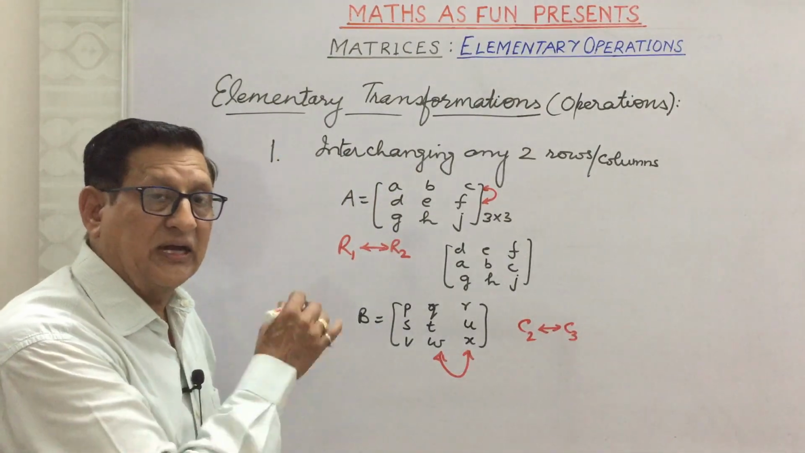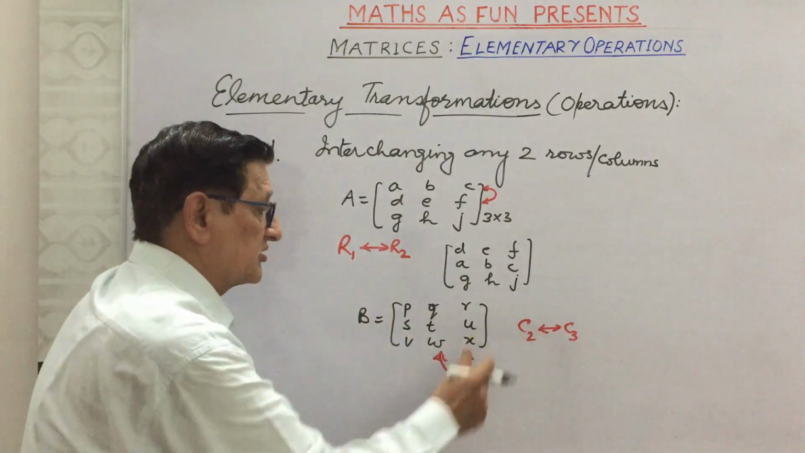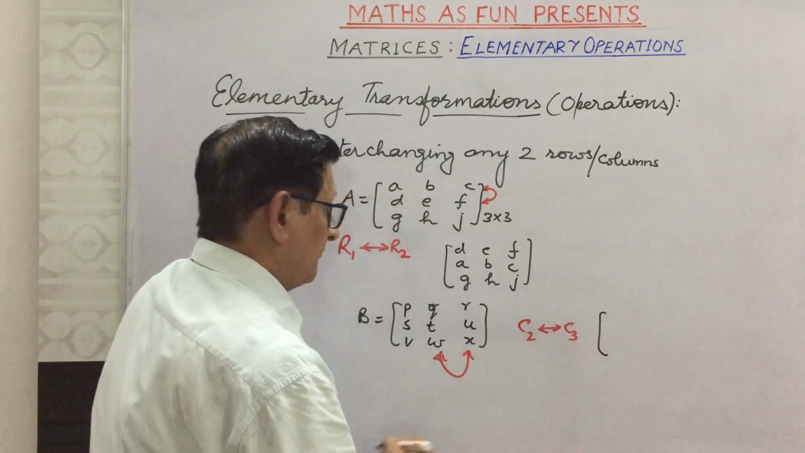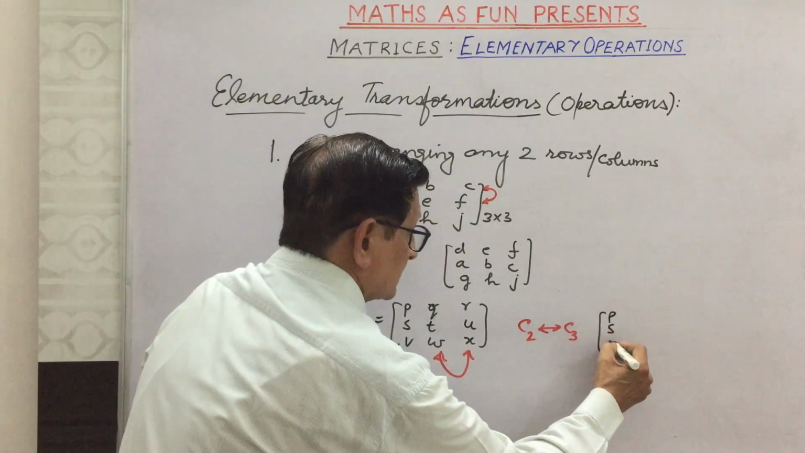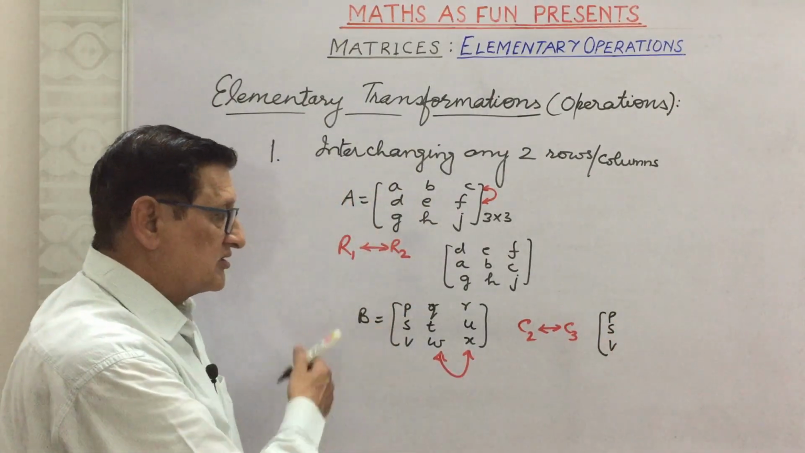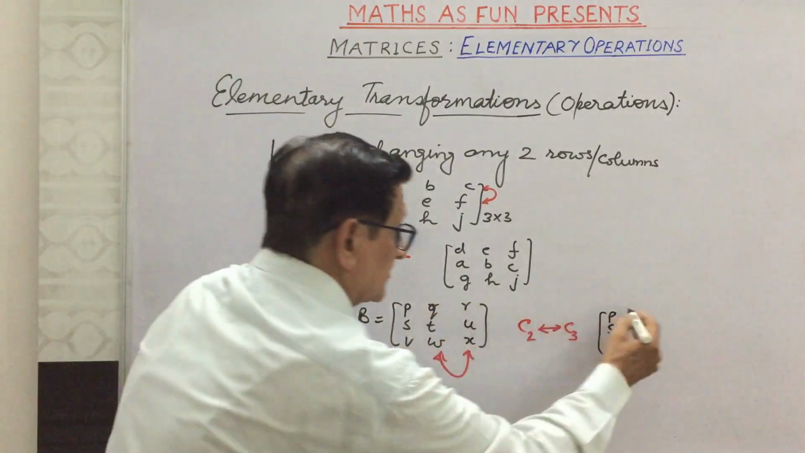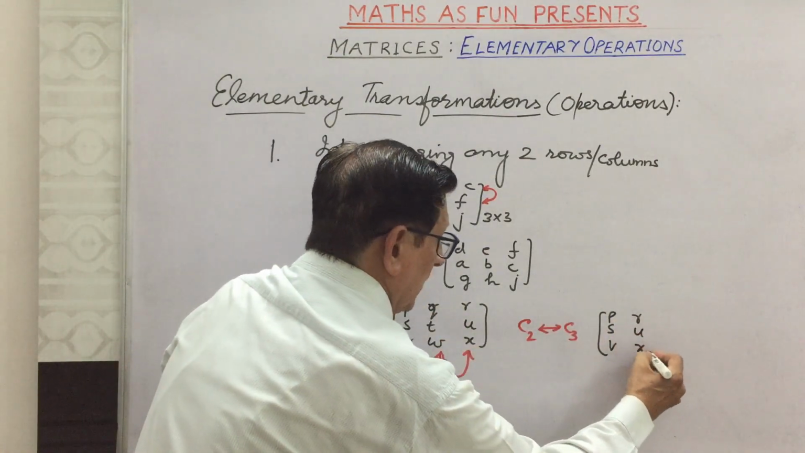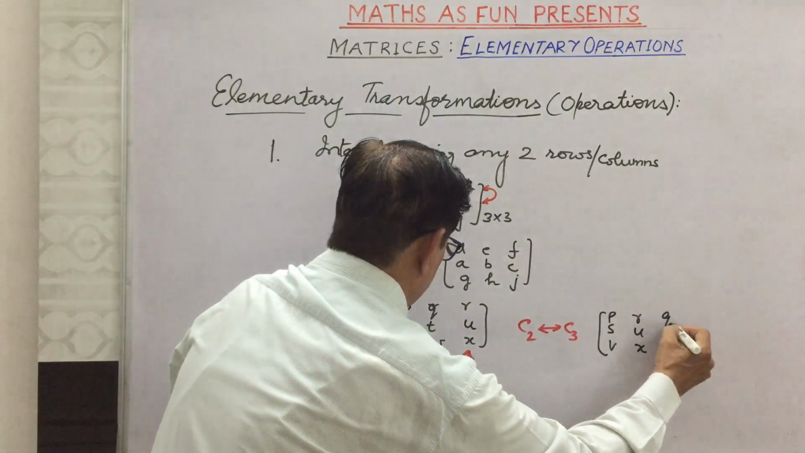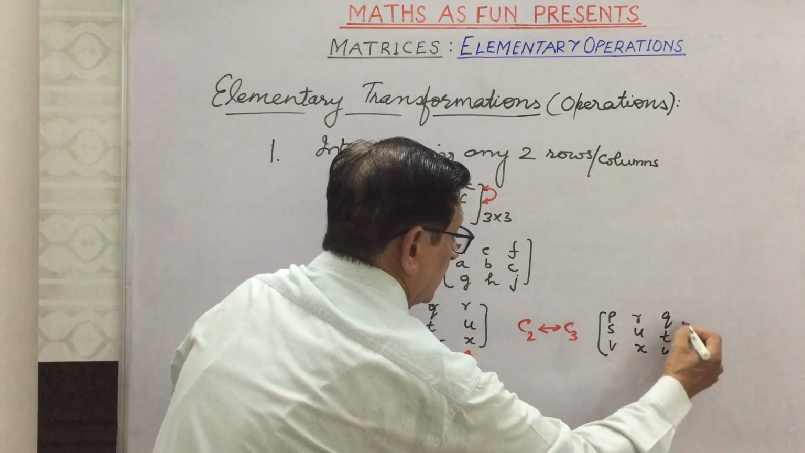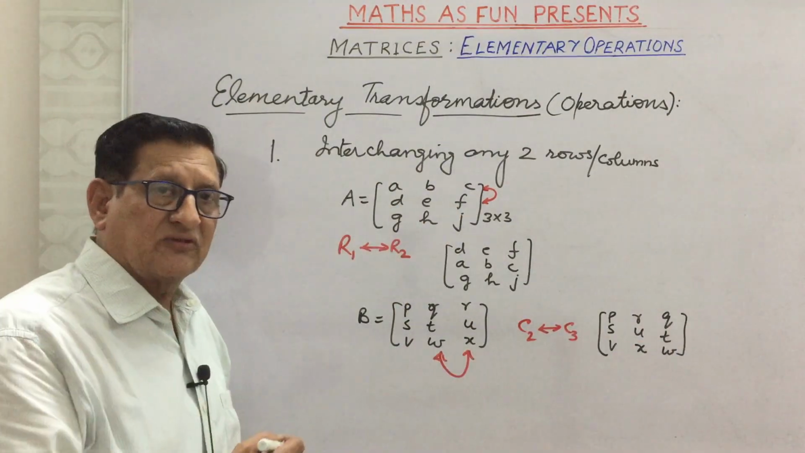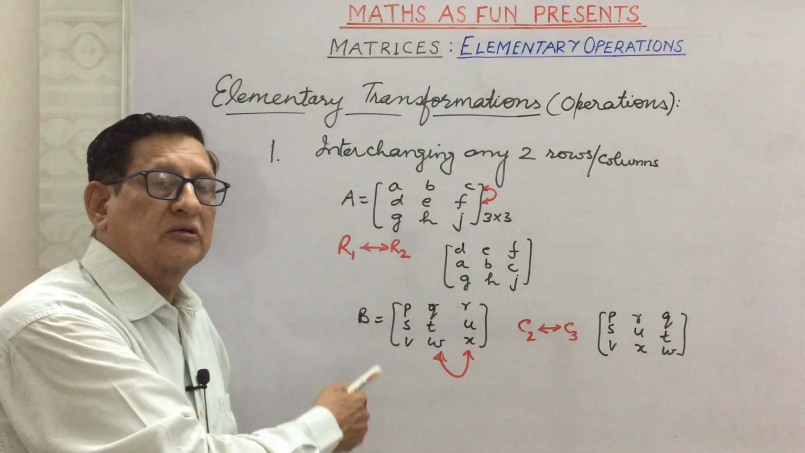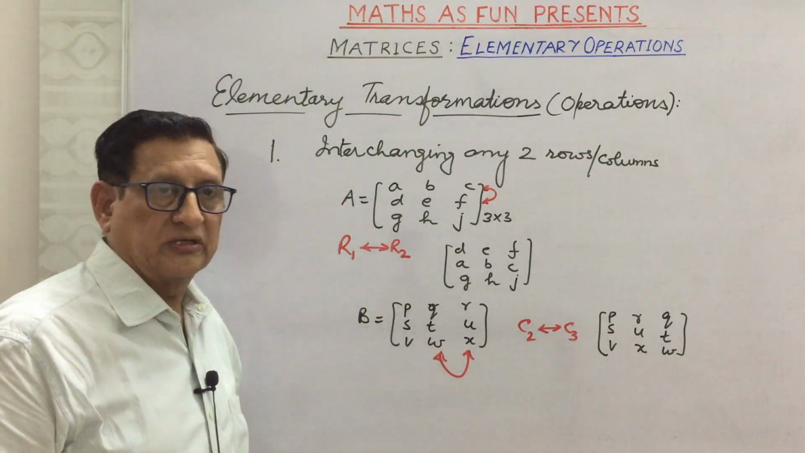And the matrix which we get after the operation will be P, S, V. The first column will remain same. Here this will be R, U, X, and the third column will be Q, T, W. This is the way we can apply the first elementary transformation to any of the matrix.